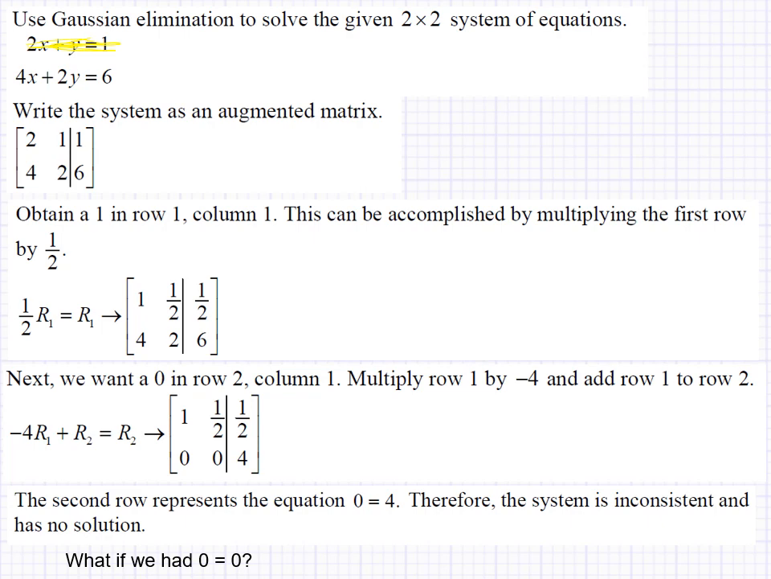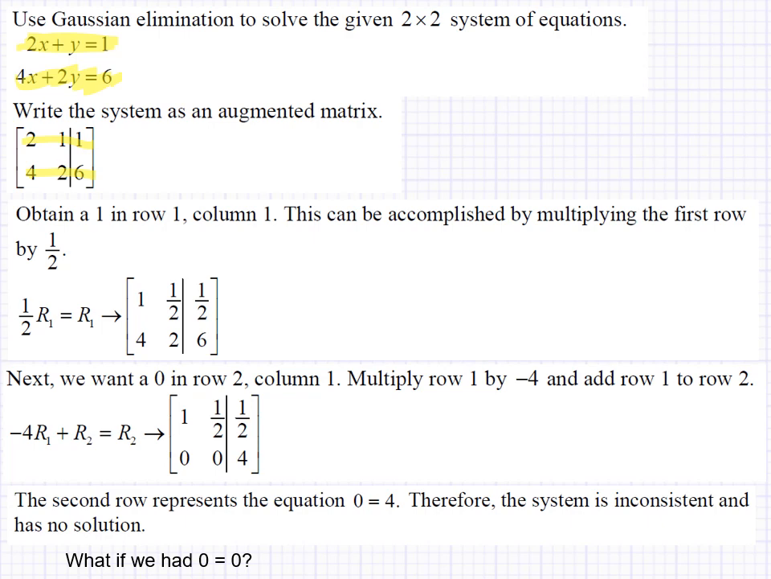Let me switch to highlighter. Erase this. 2x plus y equals 1, 4x plus 2y equals 6. We could easily switch that into this augmented matrix here and here.